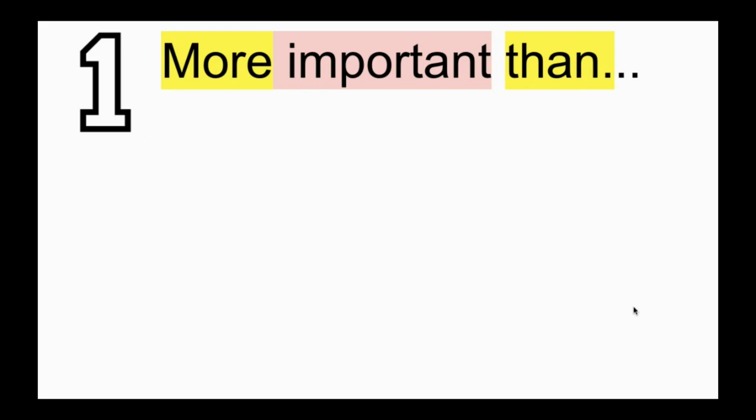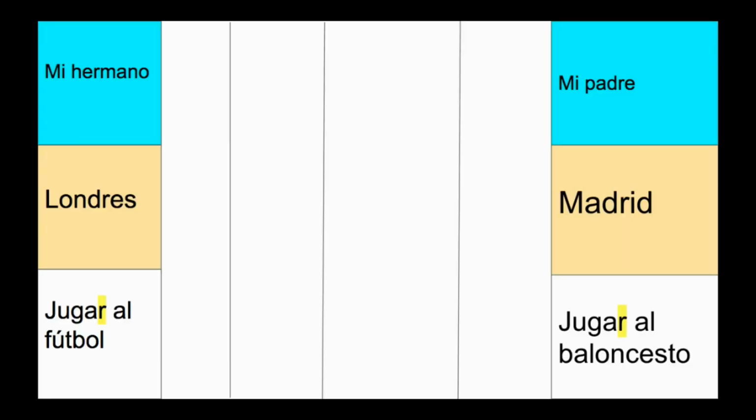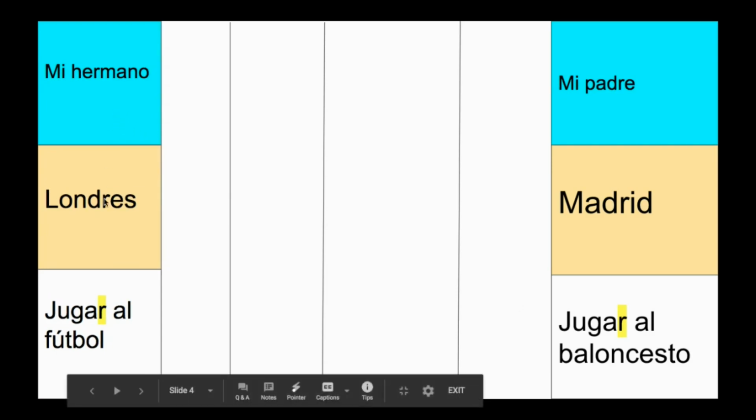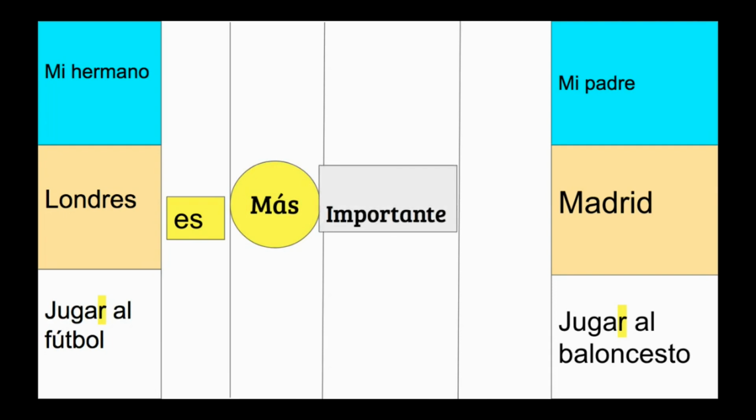The first one, more important than. Más importante que. Más que. Probably is the most popular one and the one that you're going to use the most. So this is the frame that we are going to use. We're going to have the person, the place, and an activity we are going to compare. The first thing you need to use is es. It is. Then más, more. The adjective, in that case, importante, and que, than. Mi hermano es más importante que mi padre. My brother is more important than my father.